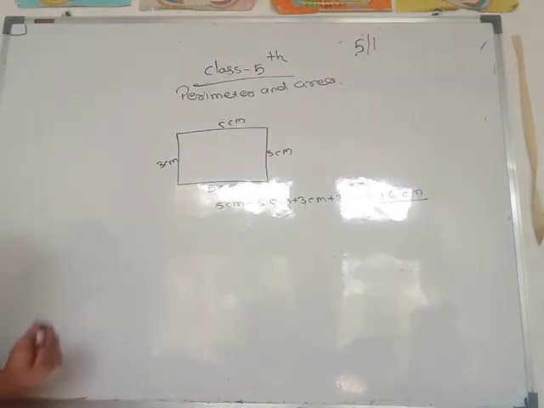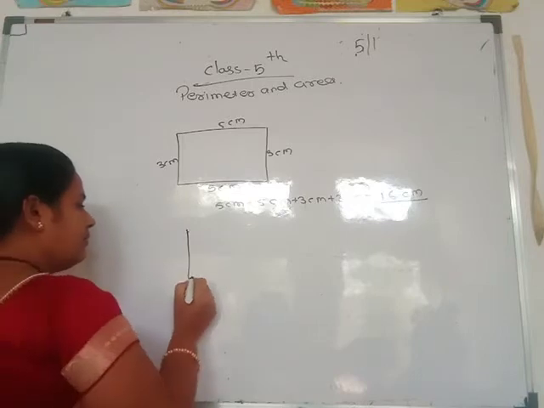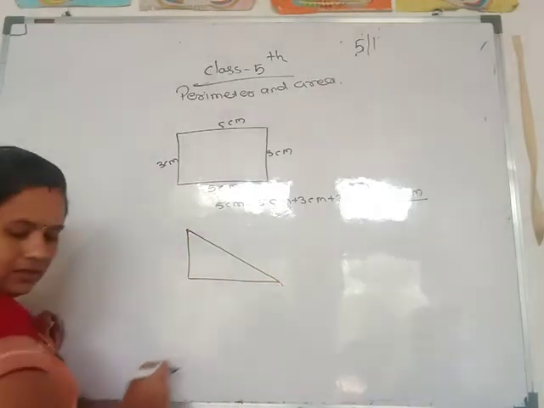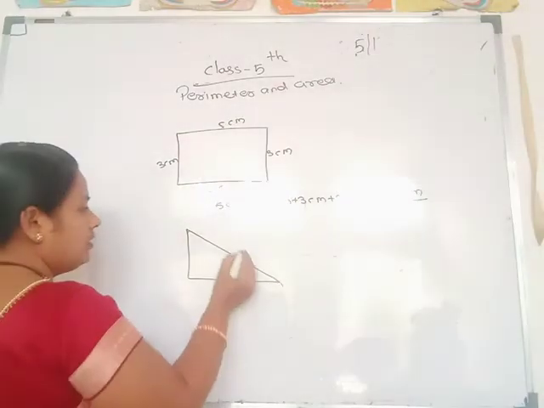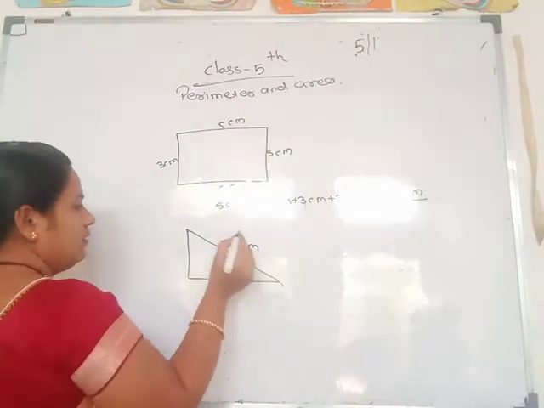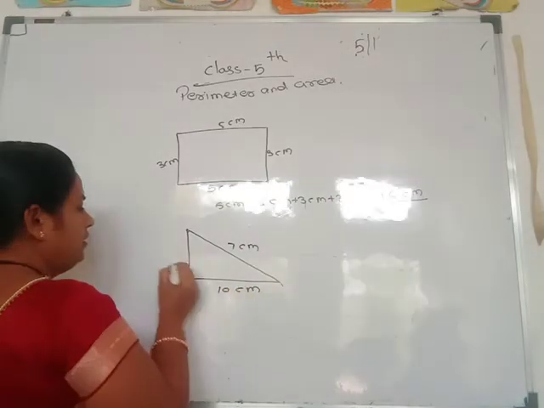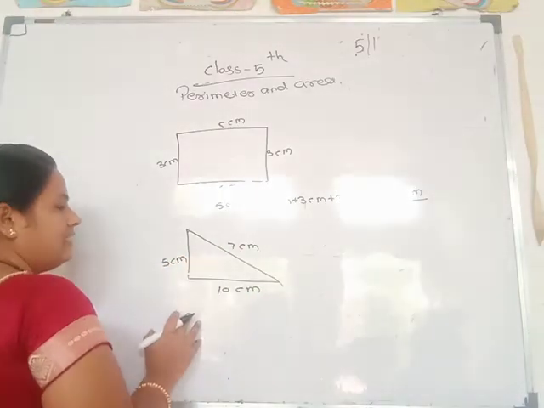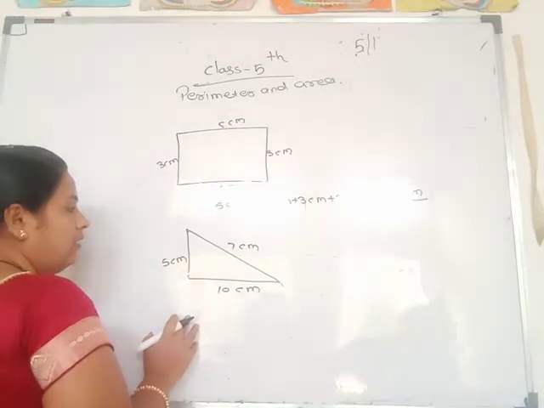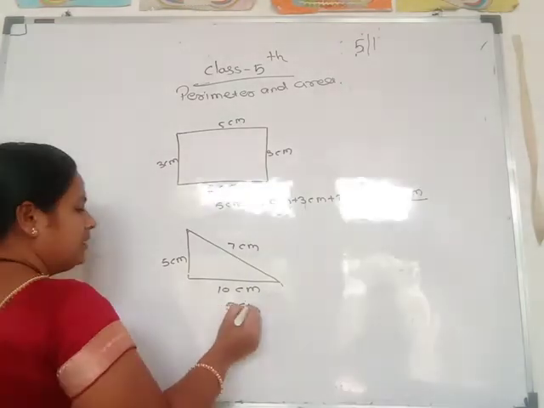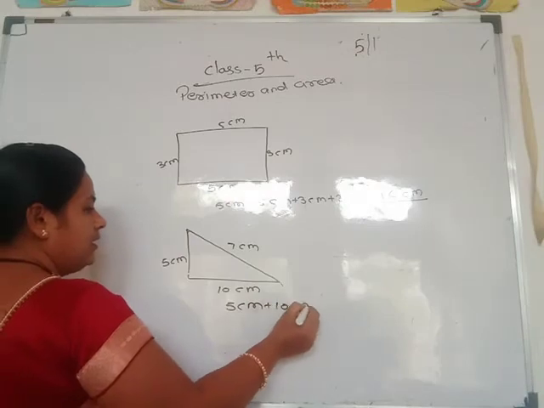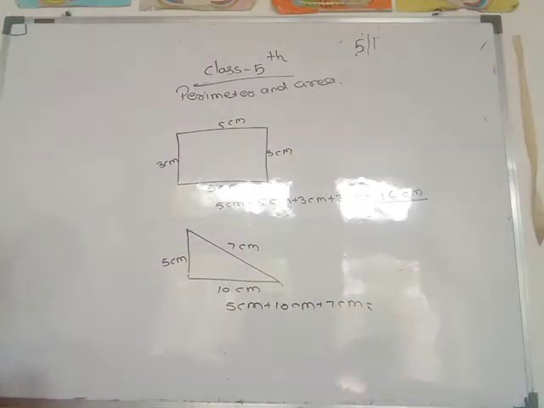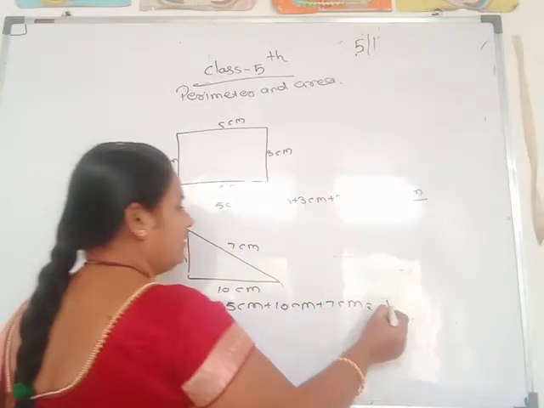Then again, one figure you see here. See this figure, this side is 7 centimeter, 10 centimeter, 5 centimeter. Then perimeter of this figure is equal to the sum of all the sides, 5 centimeter plus 10 centimeter plus 7 centimeter. 10 plus 5 is 15, 15 plus 7 is 22 centimeter.